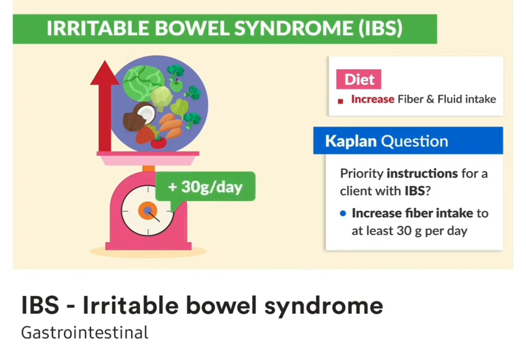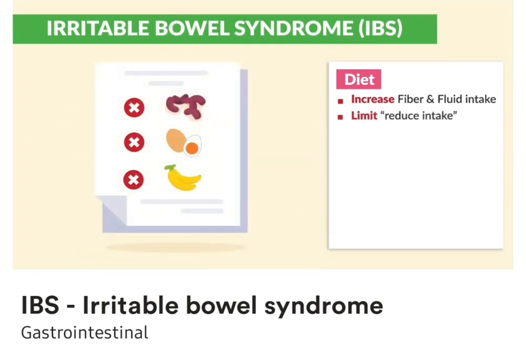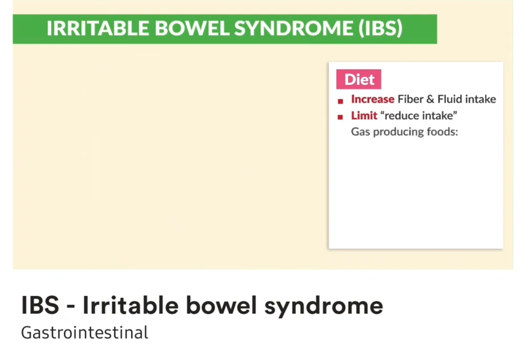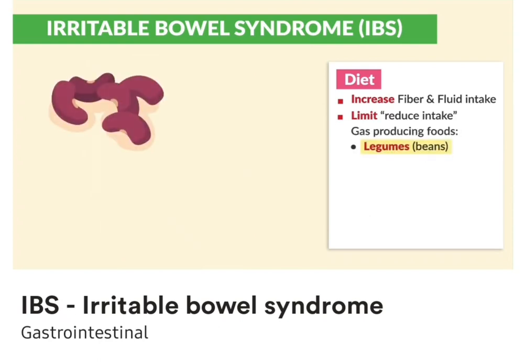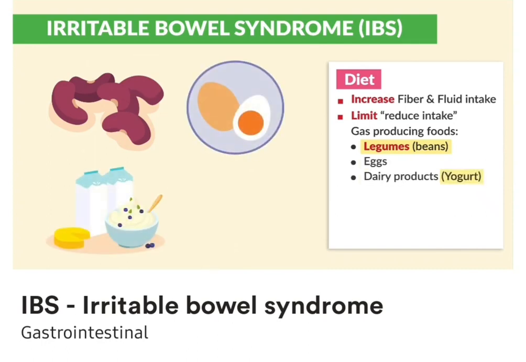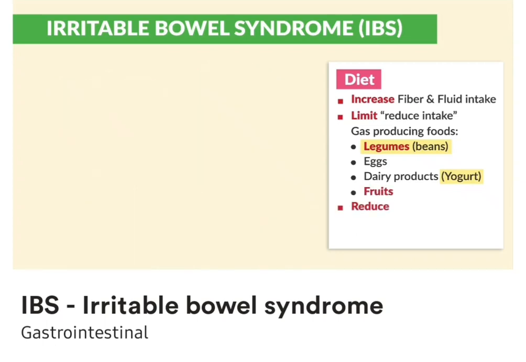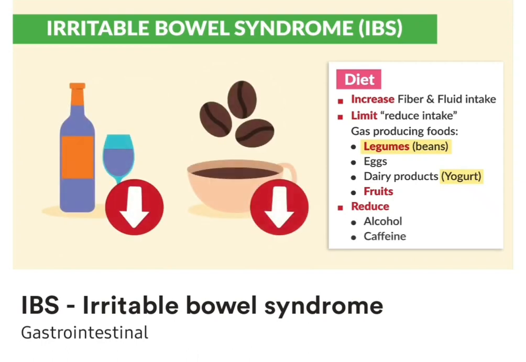grams per day. Next, we want to limit or reduce intake of gas-forming foods. Number 1 that's tested is legumes, or basically beans, but also eggs, dairy products like yogurt was another commonly tested one, as well as fruits. And lastly, we want to limit or reduce alcohol or caffeine intake. Both of these guys cause an increase in gastric motility.